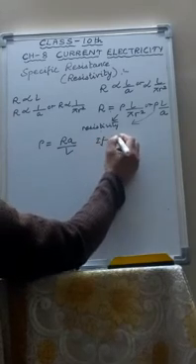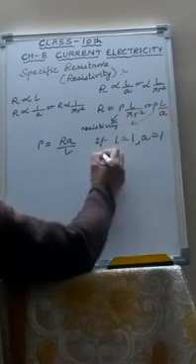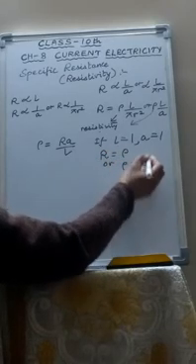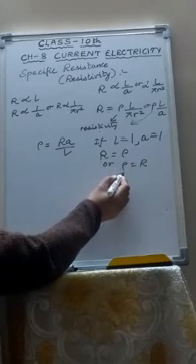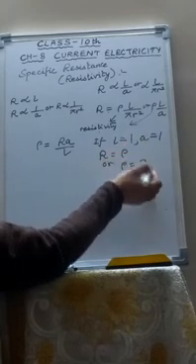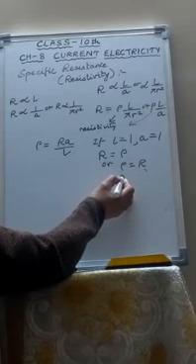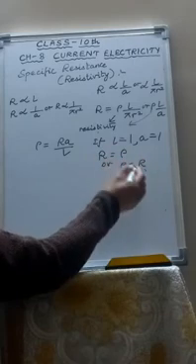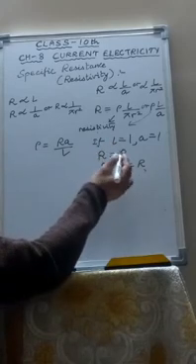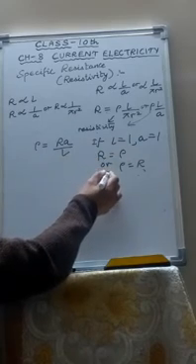Thus, if L equals 1, length is 1 unit, and area of cross section is 1 unit, then R equals rho, or rho equals R. That means the specific resistance of a material is the resistance of a wire of that material of unit length and unit area of cross section. In other words, the specific resistance of a material is the resistance between the opposite faces of a unit cube of that material. Unit cube means length 1 unit and area 1 unit. So its resistance will be same as the specific resistance.